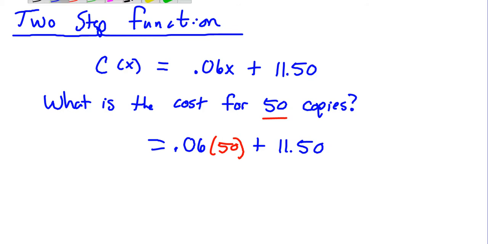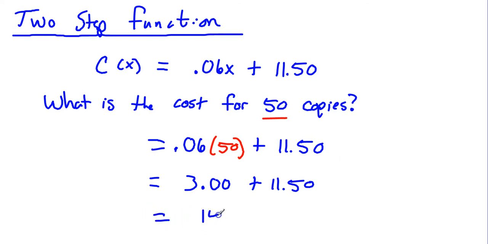Yeah, and again, it's basically just order of operations. Go ahead and do your multiplication first. So do 0.06 times 50. If you do that, that is $3 or just 3. In this case, they're talking about money, so if you want to put $3, you can. Then you're going to add 1150 to it, so that makes it 1450.